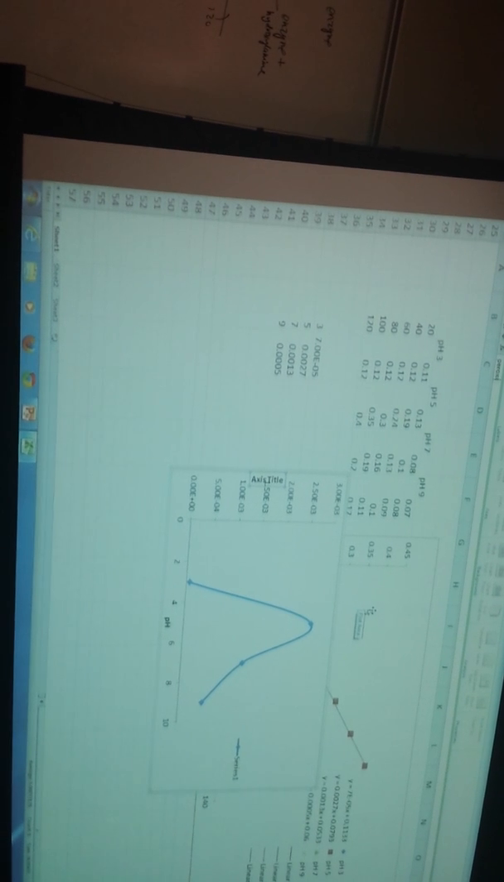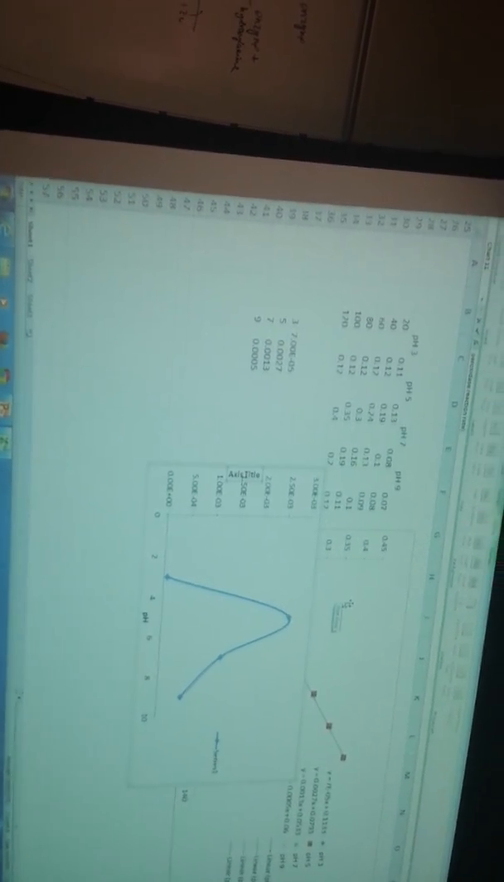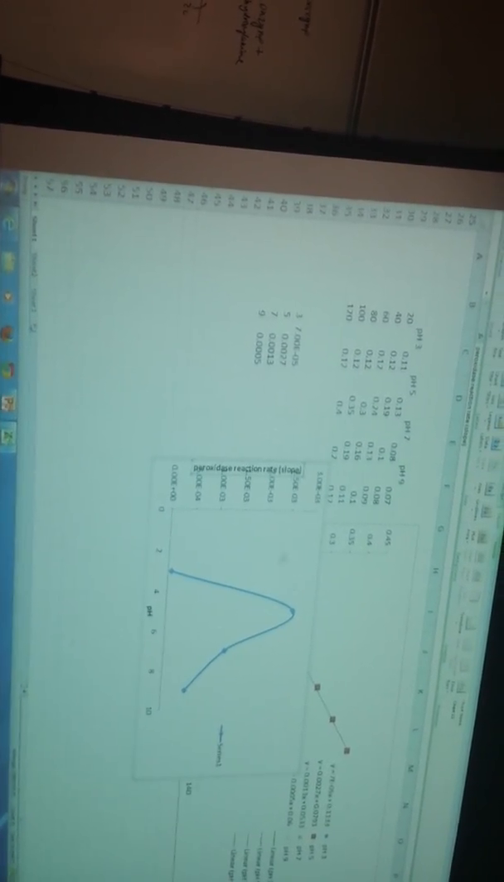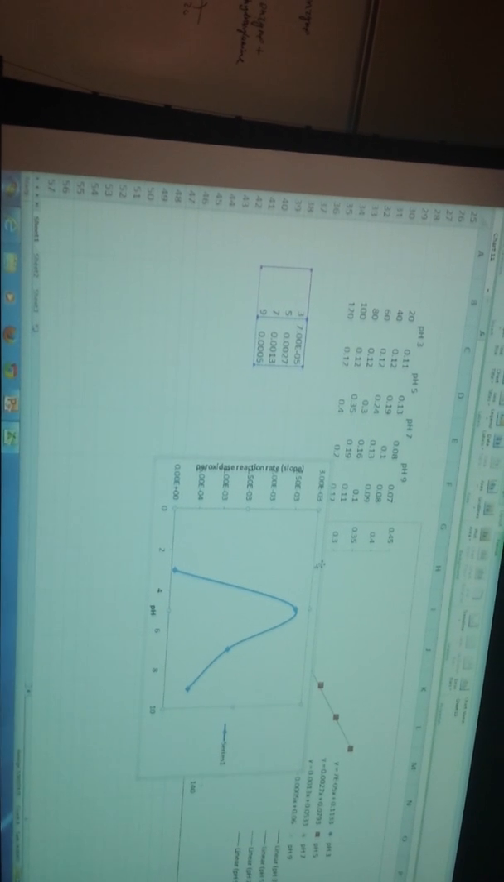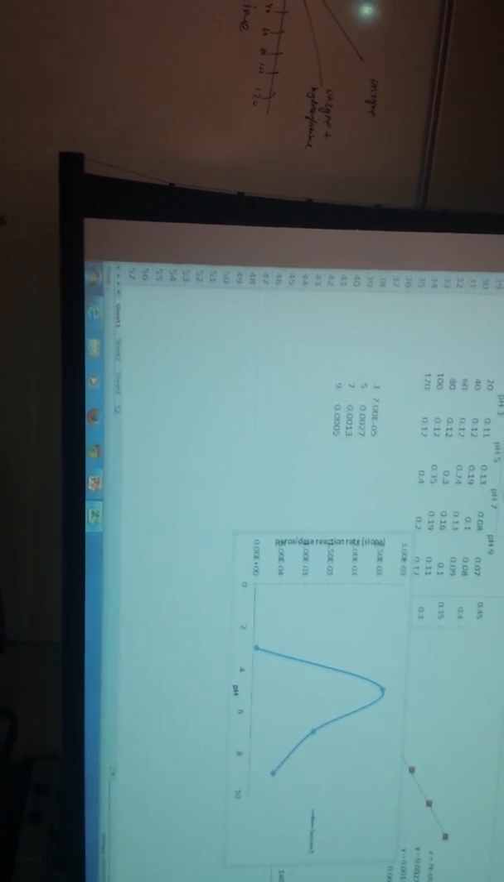let's see, peroxidase reaction rate. If you wanted to, you could put slope in parentheses. So there's our reaction rate. Then you can also add a title. So chart title, do above chart. Chart title, and then we do reaction rate versus pH.